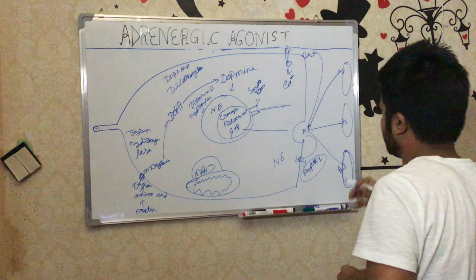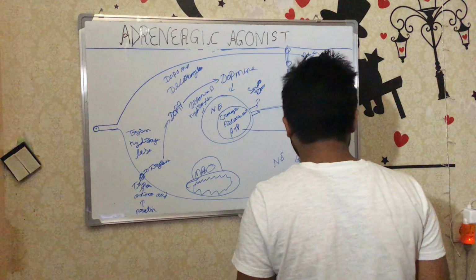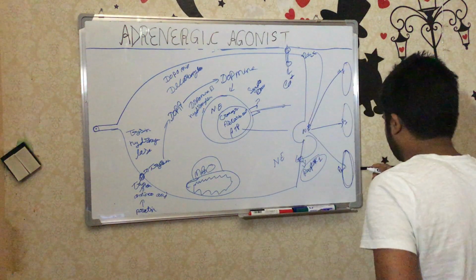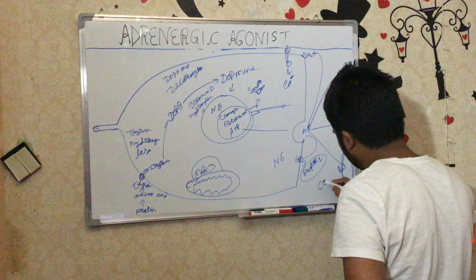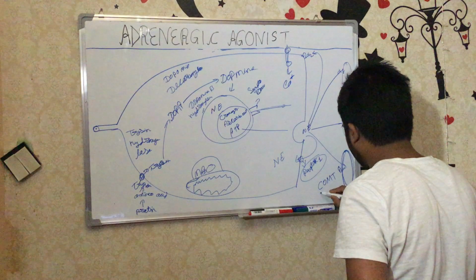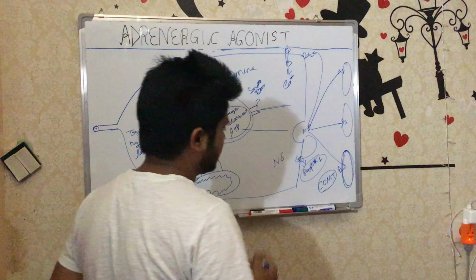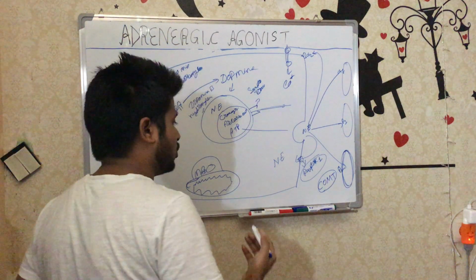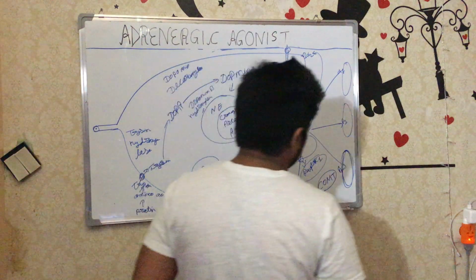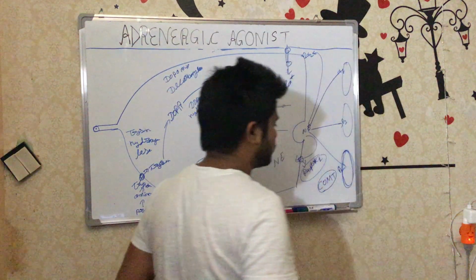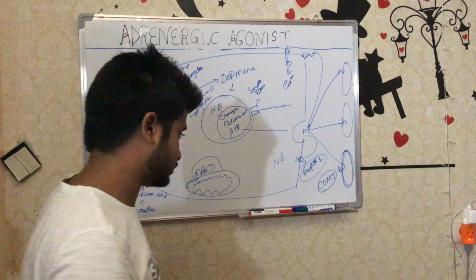Now we'll discuss some enzymes and how they destroy norepinephrine. One enzyme, for example, is COMT, that is Catechol O-methyltransferase. This enzyme is very rich in the liver and the kidney, as well as MAO, also in the kidney and liver.